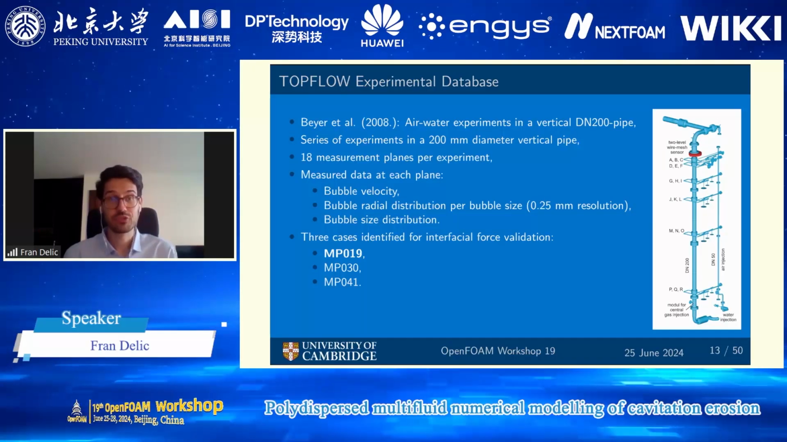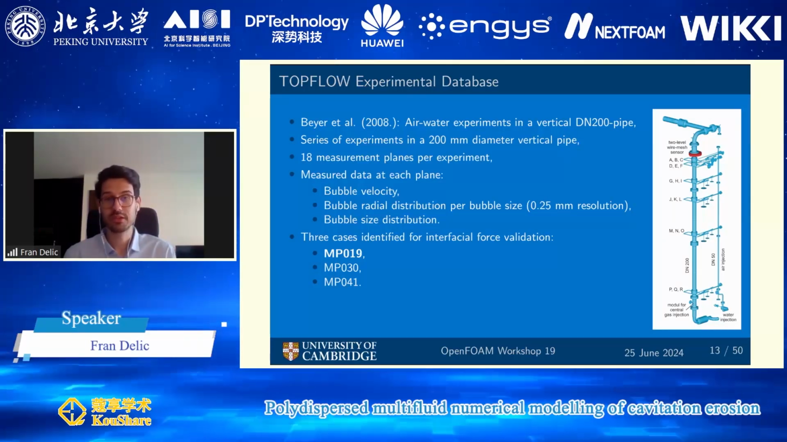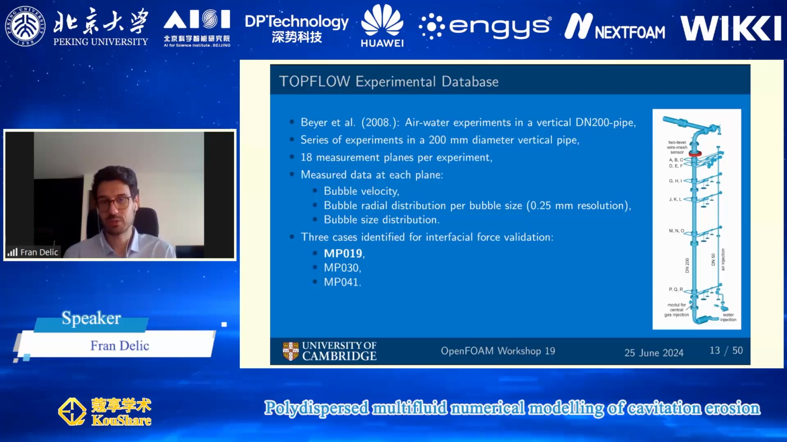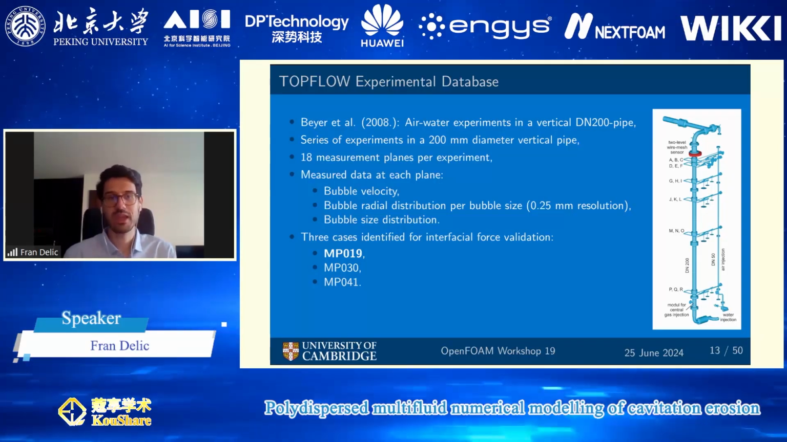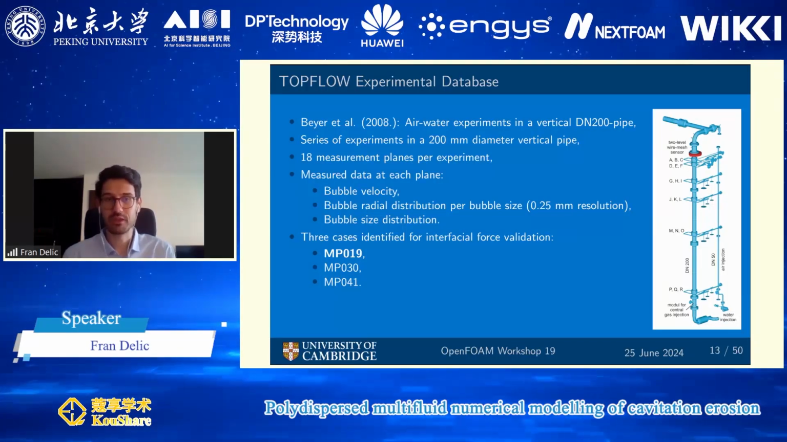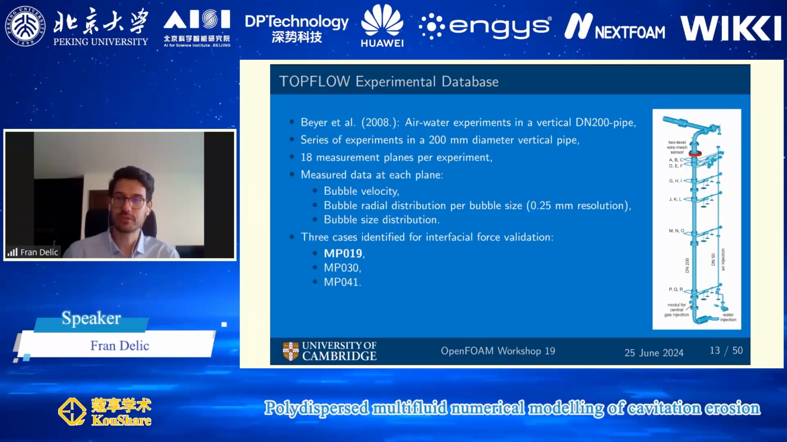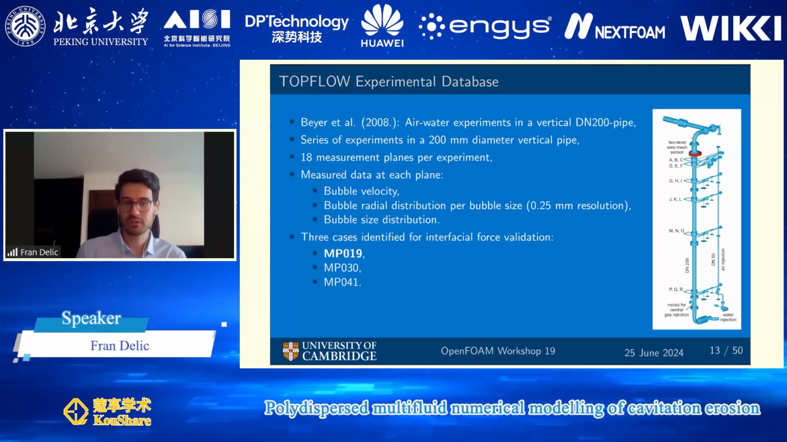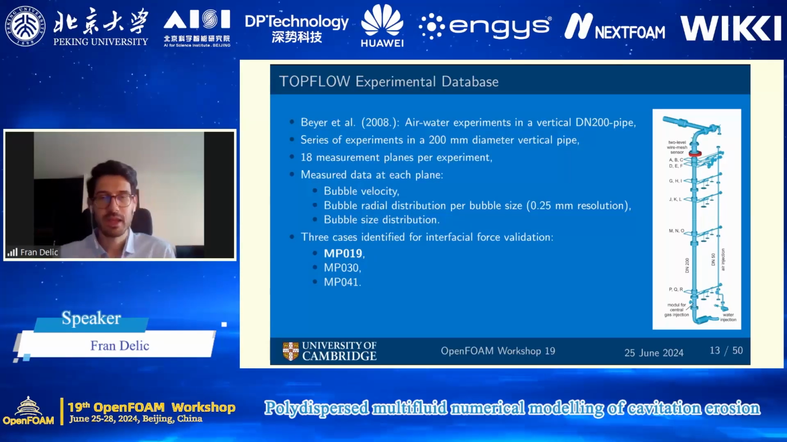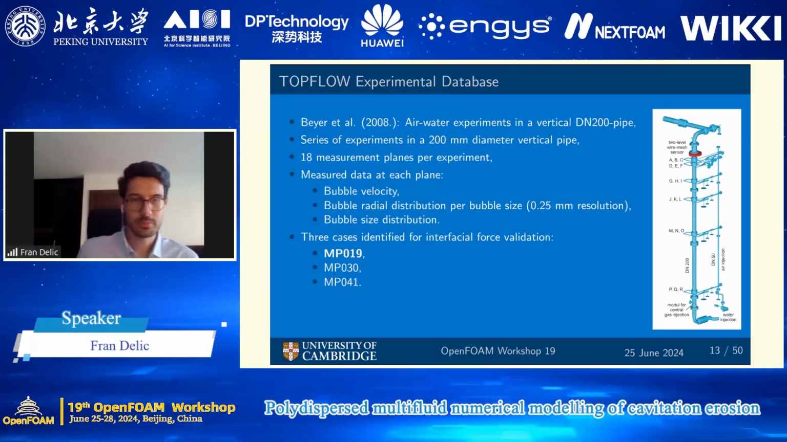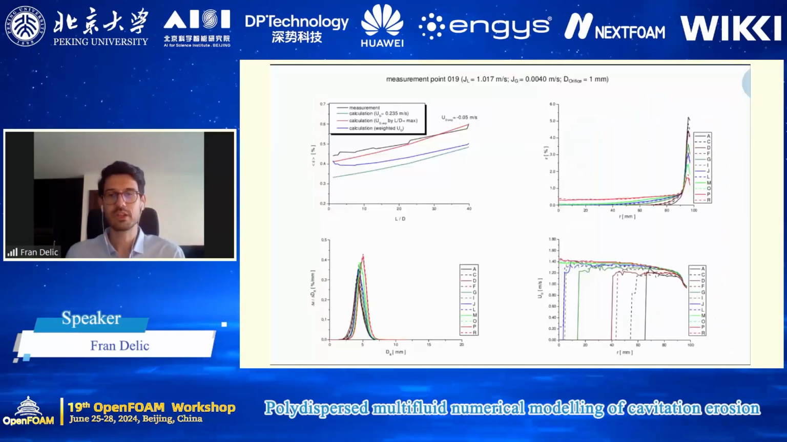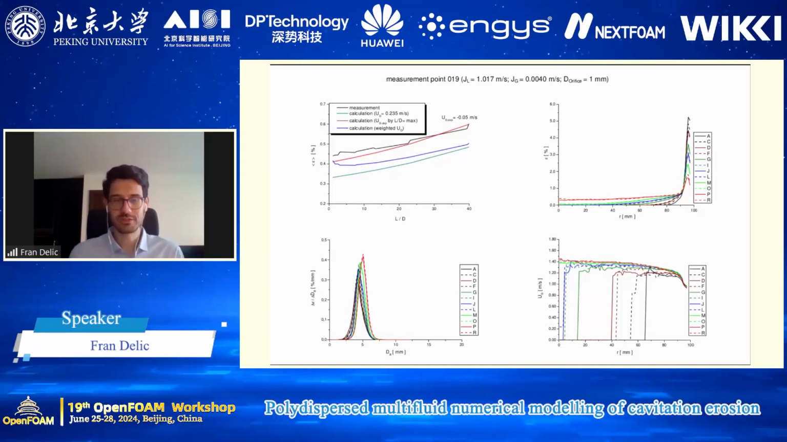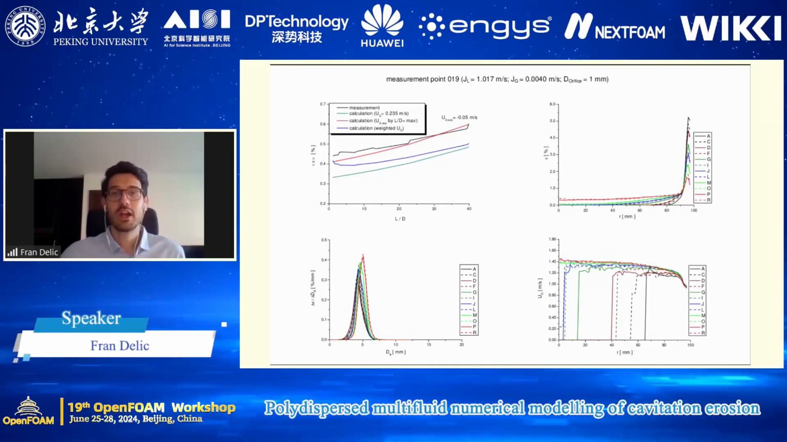What is exactly measured is bubble velocity, bubble radial distribution per bubble size with a resolution of 0.25 millimeters, and the bubble size distribution. Three cases have been identified for the first phase, so the validation of interfacial forces. These are measuring points 19, 30, and 41. And I'd like to present some results for measurement point 19. So this is what you get in the paper.